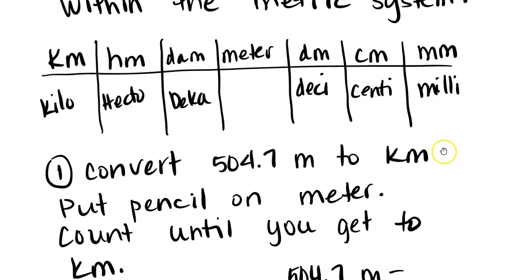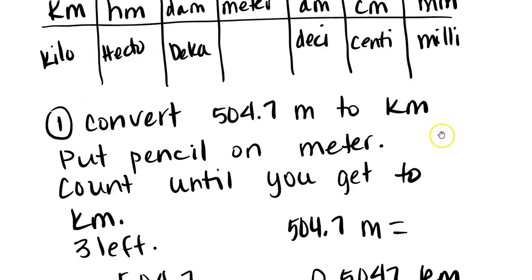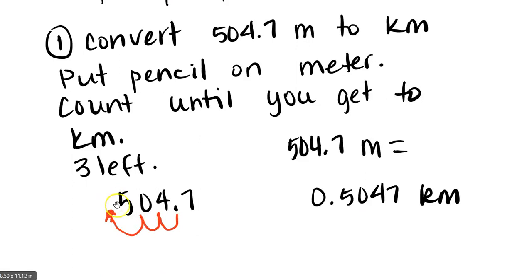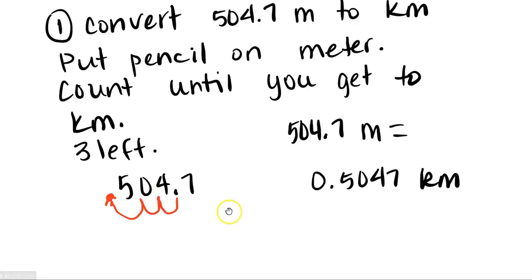So convert 504.7 meters to kilometers. Put your pencil on meter. Count until you get to kilometers. We need to go 1, 2, 3 to the left. So in 504.7, we're going to take that decimal and go 1, 2, 3 to the left. So 504.7 meters is 0.5047 kilometers.